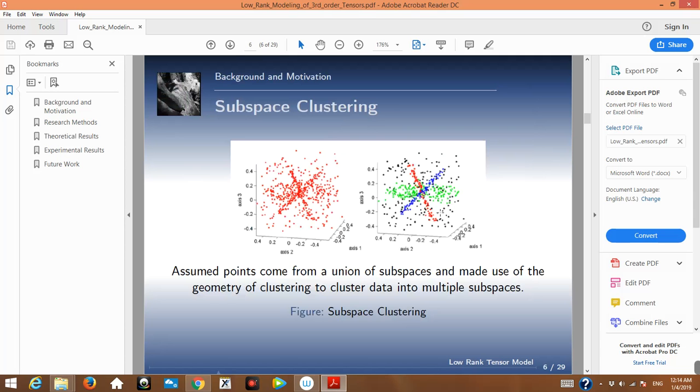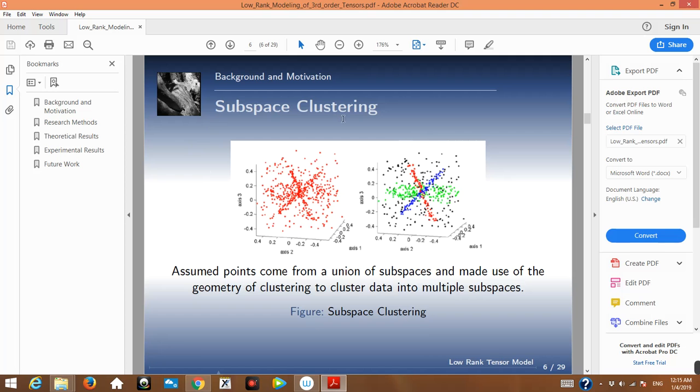Another application of low-rank modeling is subspace clustering. Clustering is a very useful technique in data mining. But subspace clustering is very different from traditional clustering methods like k-means clustering. It is well known that k-means clustering is to separate a dataset into k groups, where data points in the same group are very similar, but data points in different groups are quite different.